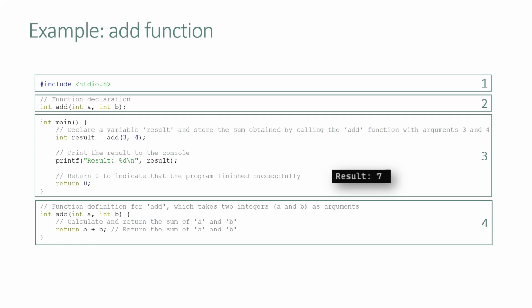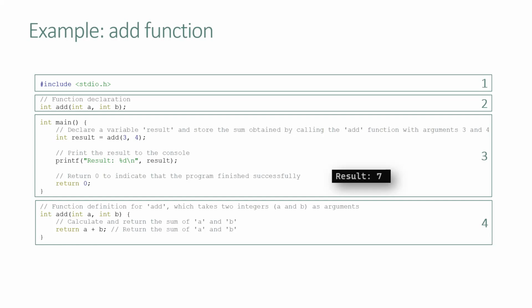3. Next, we dive into the main function, which is where the program starts its execution. Inside main, there's a call to our add function with the numbers 3 and 4 as arguments. The add function does its job, adds these numbers, and returns the result, which we store in a variable named result. We then print this result to the screen with a friendly message.